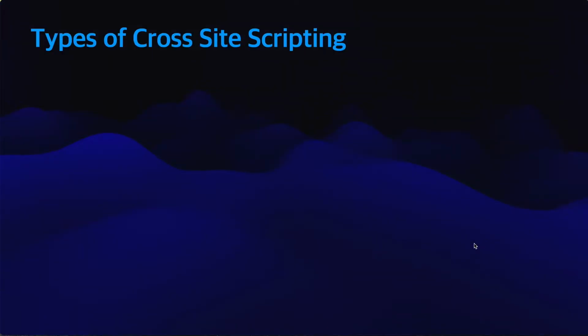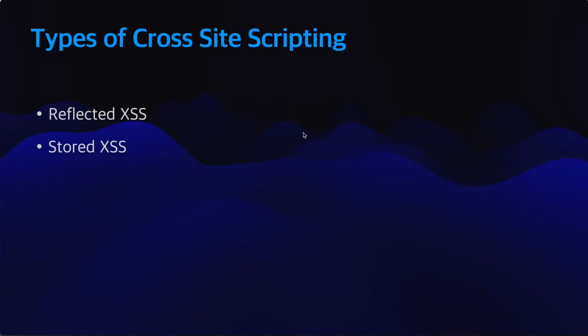There are three types of cross-site scripting. The first one, the easiest and most common variety, is reflected cross-site scripting. Then there is stored cross-site scripting, and there is DOM-based cross-site scripting. So let's dive deep into each of these and look at how it works and how it is exploited.